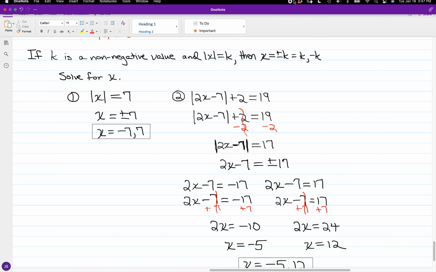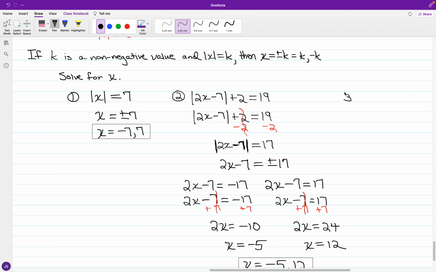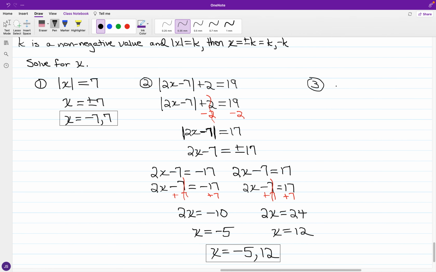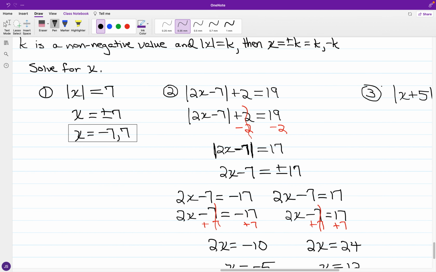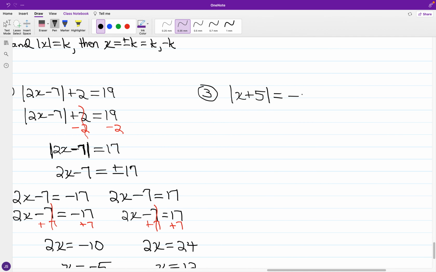Now, let's say it's a third case. I'll say that I have the absolute value of x plus 5 is equal to negative 16.